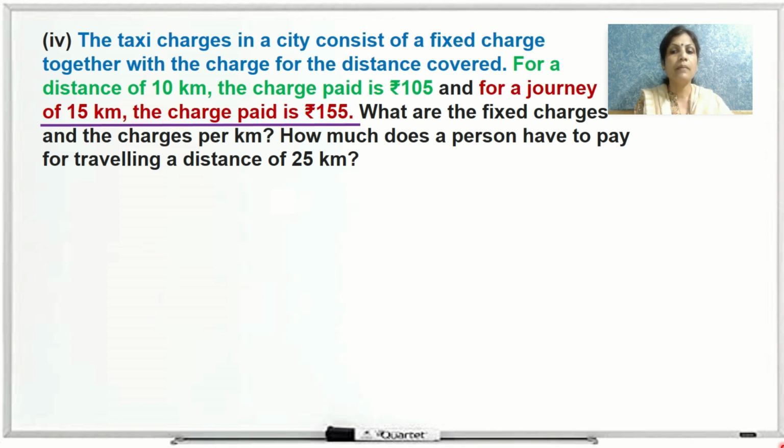How much does a person have to pay for traveling a distance of 25 km? Now you need to understand the sum, children. You can relate it with your day-to-day life. When you take an auto and you have to go a very short distance, even then the minimum charge of rupees 18 you have to give.